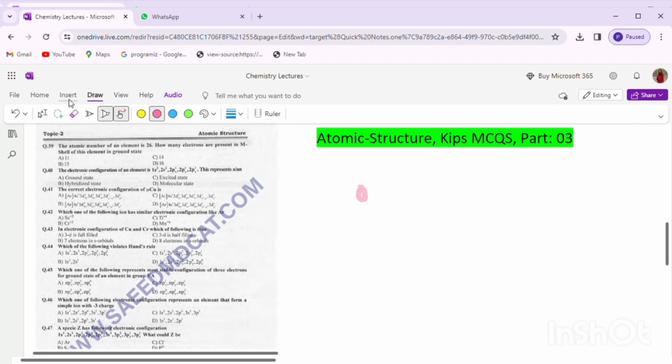I'm sorry, I need to use the pen here. So this is basically the nucleus here, right? This is K shell, this is L shell, and this is M shell, right? This K, L, M, right? We know that in K shell there are 2 electrons.